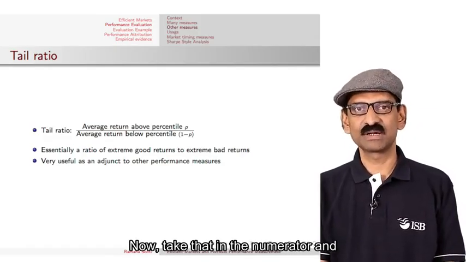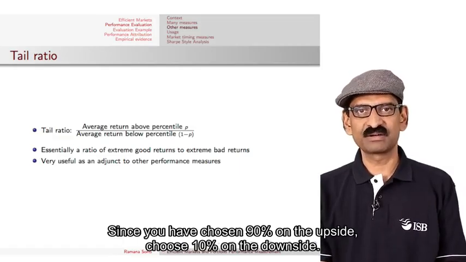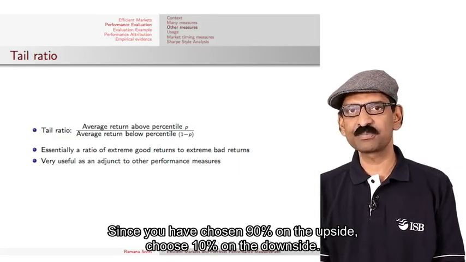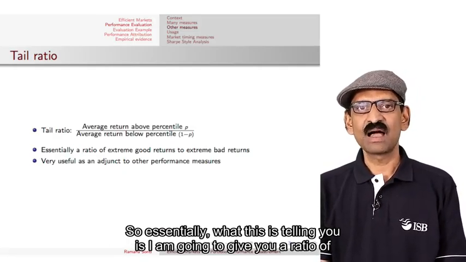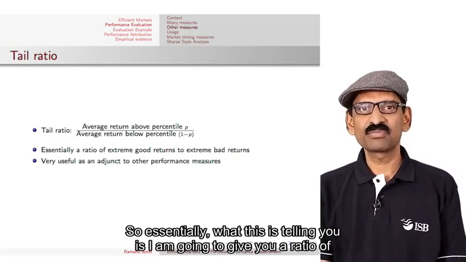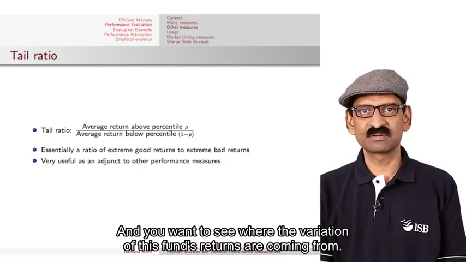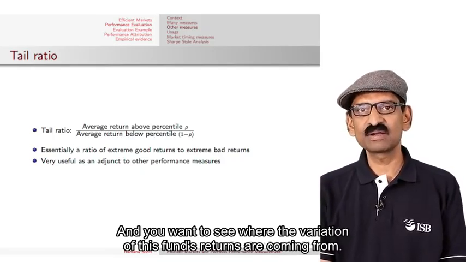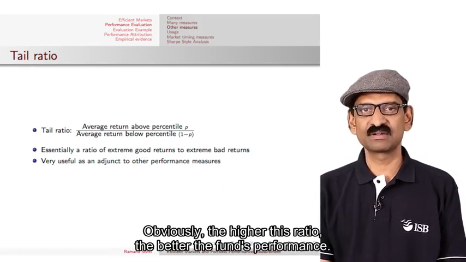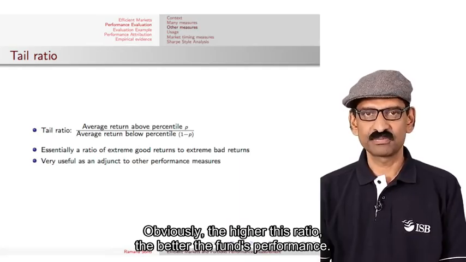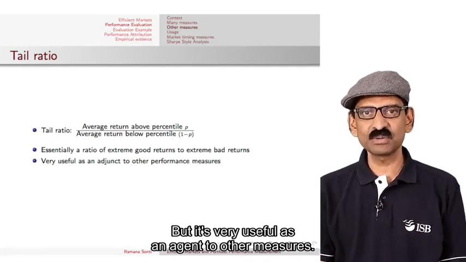Now take that in the numerator and divide that by the average return in the bottom 10%. Since you've chosen 90% on the upside, choose 10% on the downside. So essentially what this is telling you is a ratio of the best 10% months to the worst 10% months. And you want to see where the variation of this fund's returns are coming from. Obviously, the higher this ratio, the better the fund's performance. Now, standalone, this is not great, but it's very useful as an adjunct to other measures.